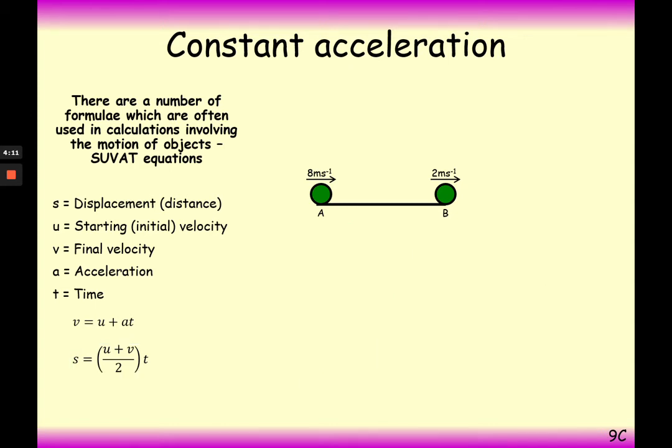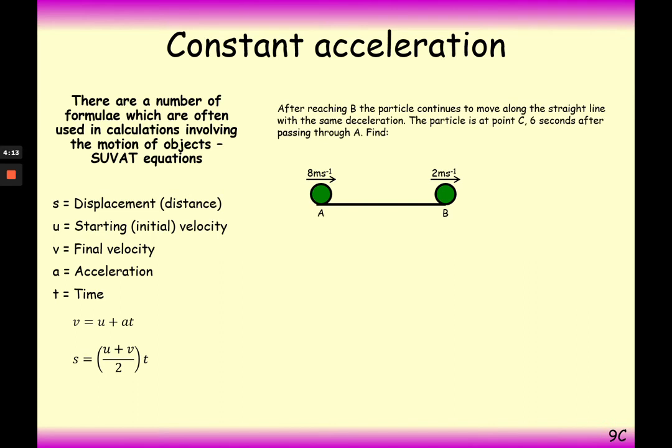What we're going to do now is move on to slightly complicate things. So after reaching B, the particle continues to move along the straight line with the same deceleration. The particle is at point C 6 seconds after passing through A. And this time we're trying to find the velocity of the particle when it's at point C. So first of all, we'll update our diagram to show point C here. And we know it reaches that point 6 seconds later. So we're going to find the velocity at C and also the distance from A to C.